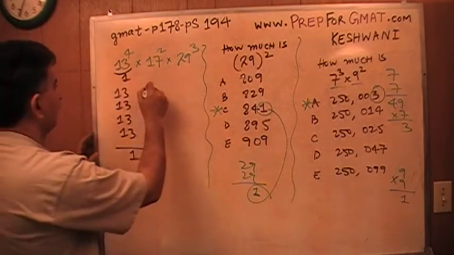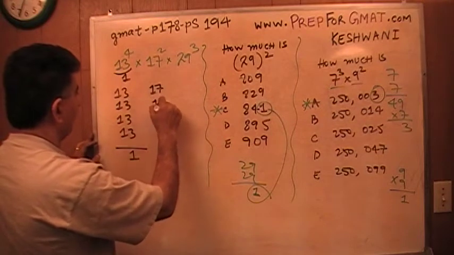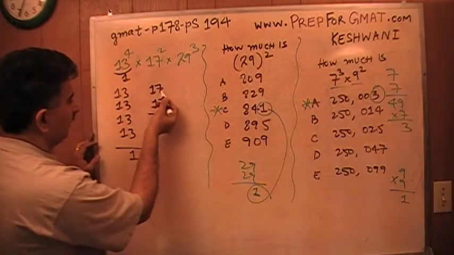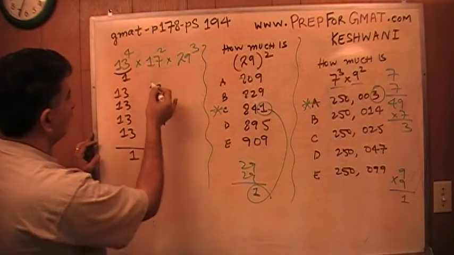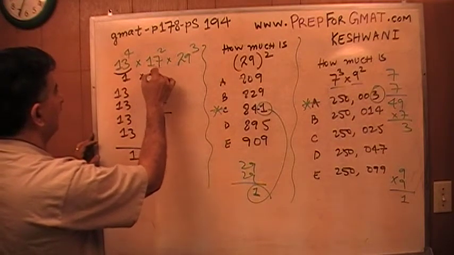Let's do 17 times 17. In the unit digit I'm going to have 7 times 7, which is 49. So I'm going to have 9 in the unit digit when I do 17 times 17.